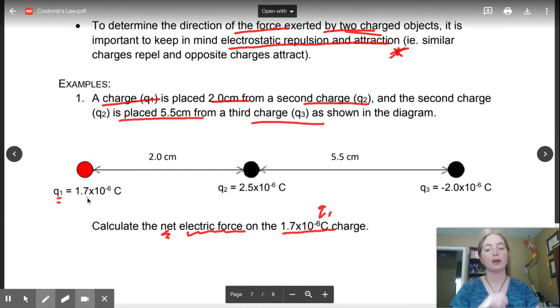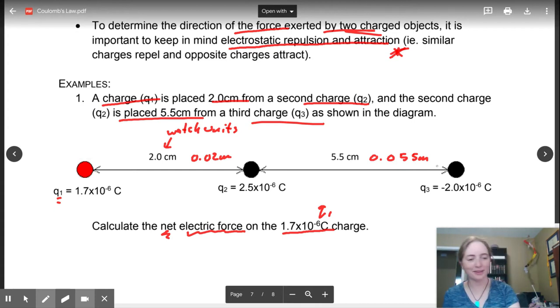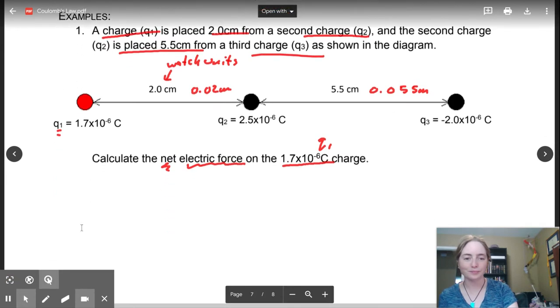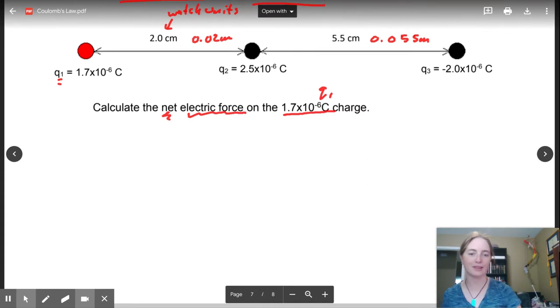Once again, ladies and gentlemen, you need to watch your units. Really watch your units here. You're going to have your 0.02 meters here and your 0.02 meters, and here you're 0.055 meters. So watch out for that. I'm going to scroll down a bit here so we can still see what we're looking at.